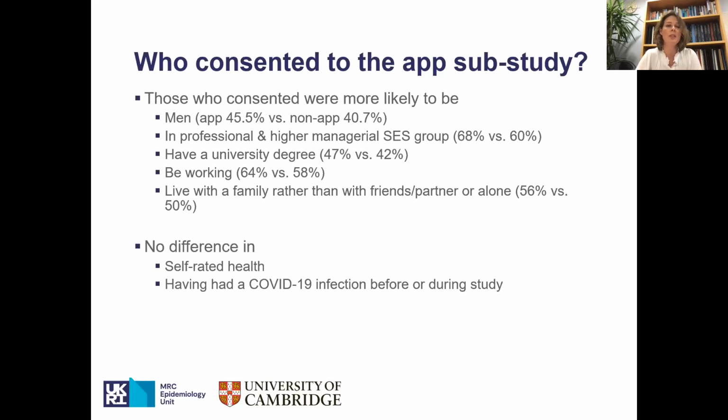But what is important to see is between those two groups that took part in the app sub-study or the web only, there was no difference in self-rated health, and there was no difference between the groups of having a COVID-19 infection. So we weren't getting those people who were more motivated because they'd had an infection.